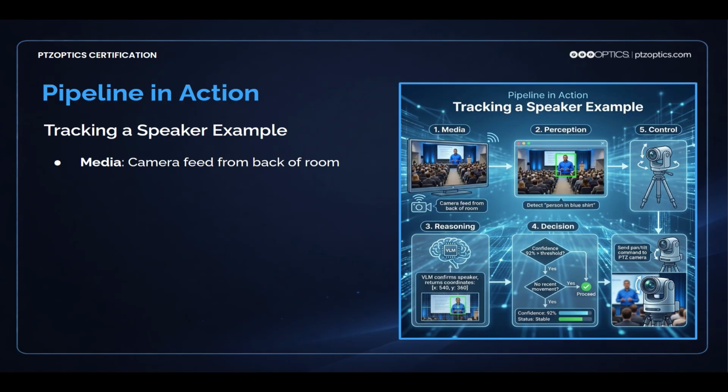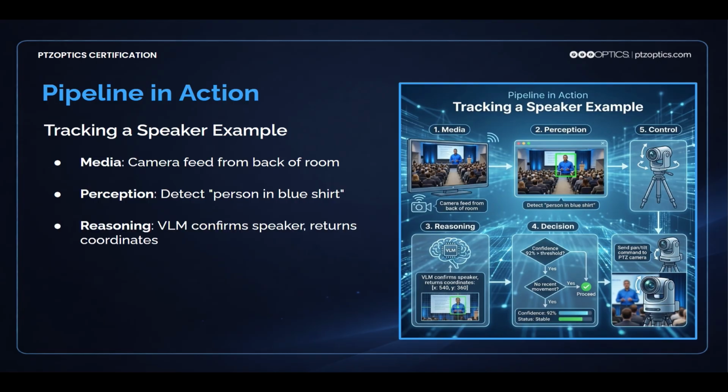This is an example of tracking a speaker. We're going to take the camera feed from the back of a room and detect a person in a blue shirt, because there happens to be a person in a blue shirt presenting today. This is interesting because instead of just choosing a person, we're choosing the specific person that we want to track. This is a really good reason why visual learning models are interesting, because they confirm who's speaking. They're going to return back the coordinates.